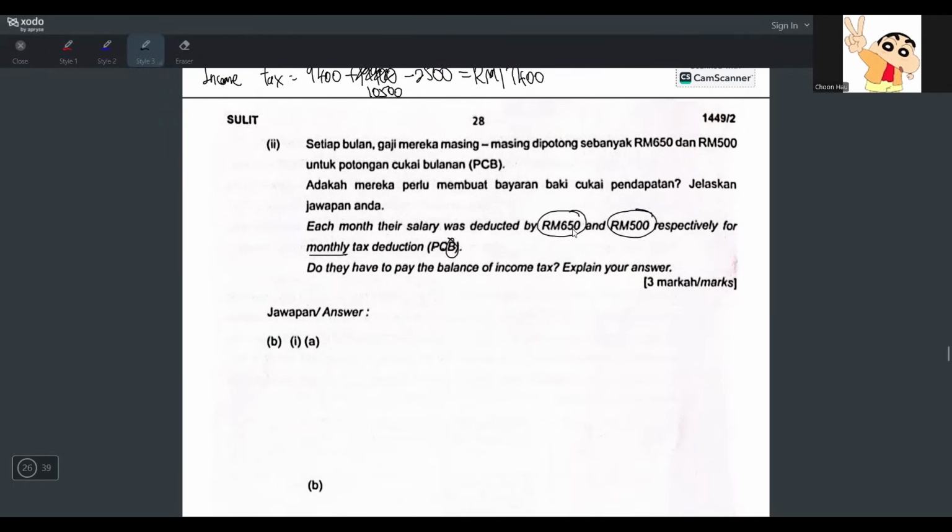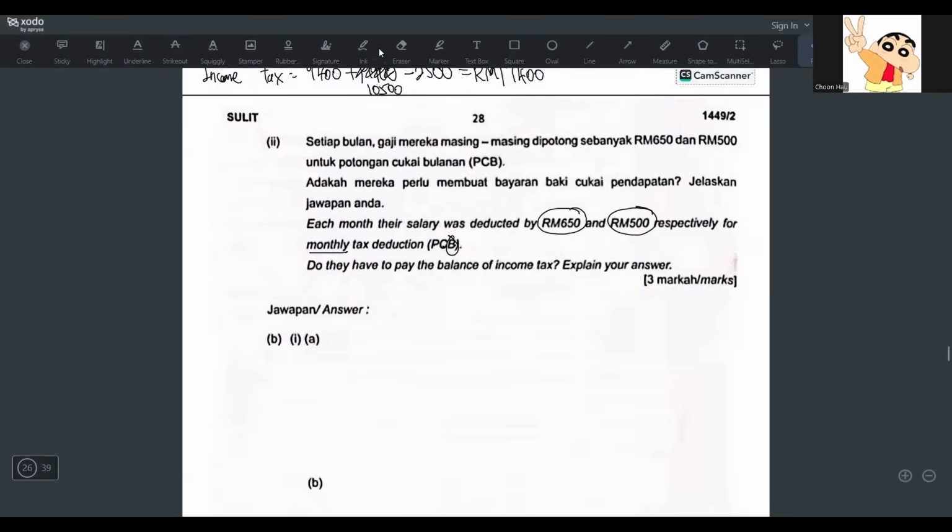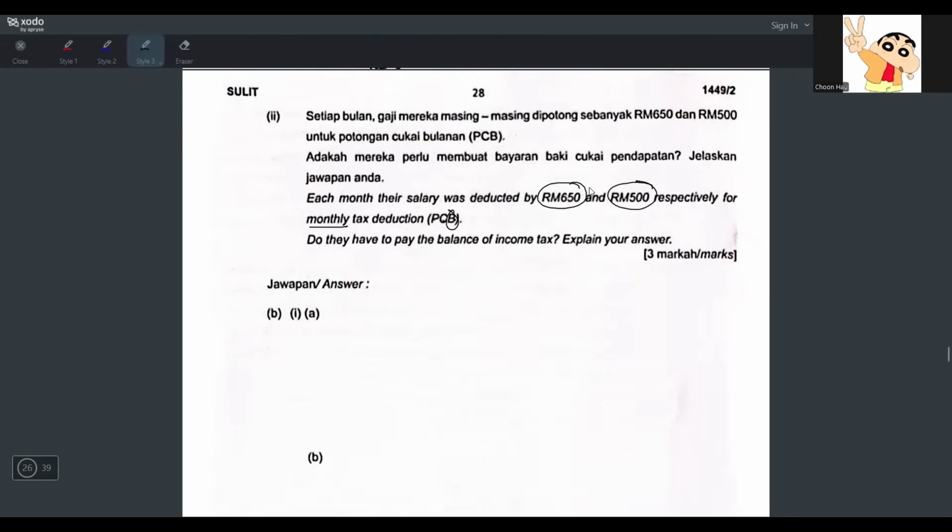But there are two PCB. Why? Because I guess maybe one is for the husband, one is for the wife. But since we use the joint tax assessment, we can combine everything. So we can combine the husband and wife, and after combining, only then I times 12. So 650 plus 500 will give you 1150 times 12 to get the total PCB. So the total PCB is how much?